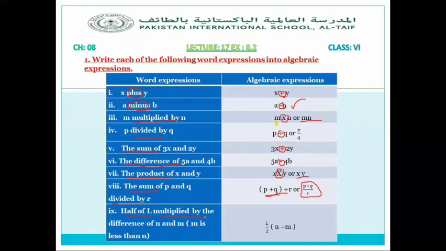Multiplied by means we will start the bracket. We will start the bracket here. L over 2 multiplied by what? Now here we have the two values n and m, but the difference of n and m. What does difference mean? Difference means minus. Difference means minus.